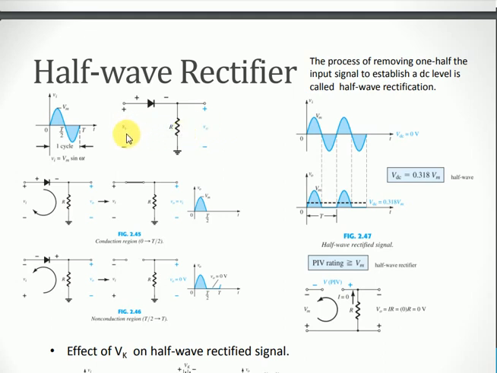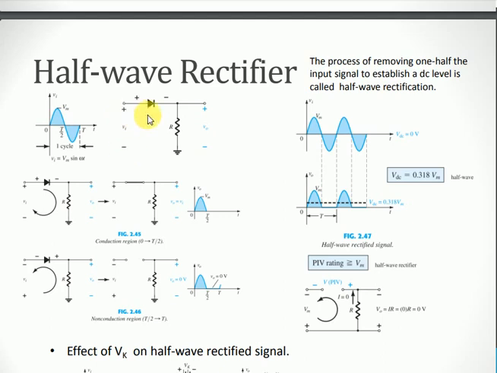In this circuit, Vi is basically this signal, Vm sin omega t, and in this figure it is represented as one cycle. Half cycle is the positive cycle and the other half cycle is the negative cycle. Now when we give this input signal to this circuit, we get this result. As seen from the polarity, here is the positive cycle and here is the negative cycle.